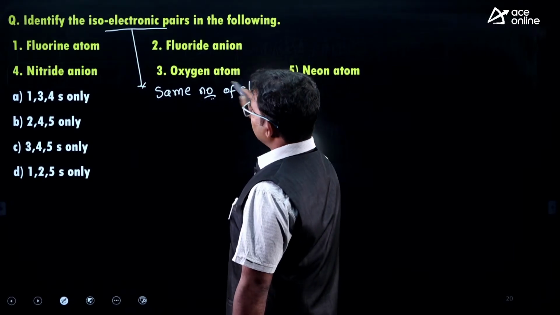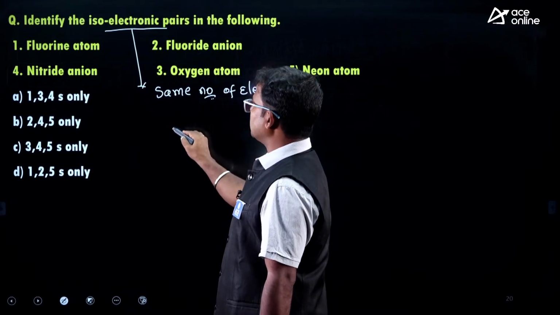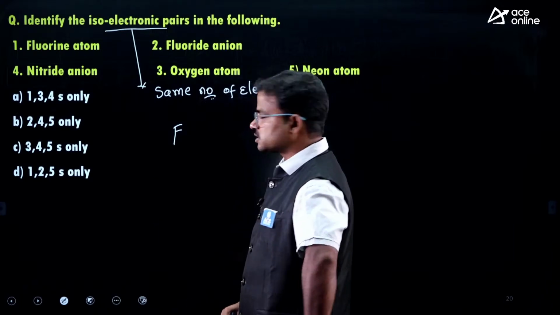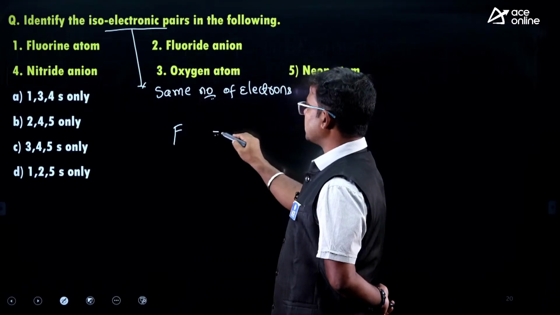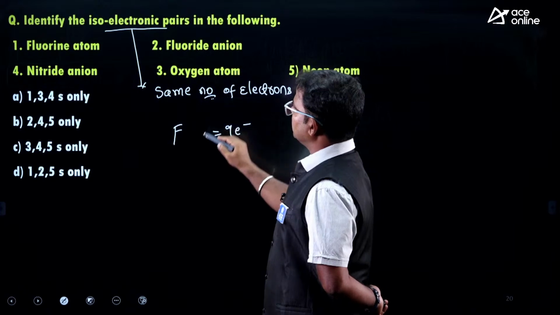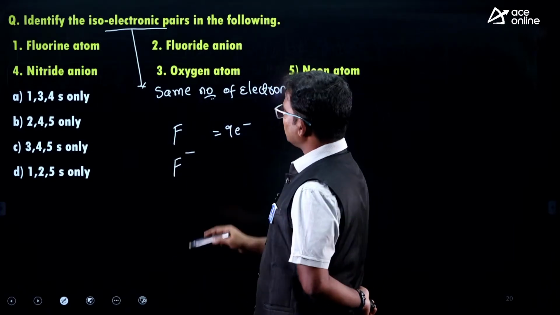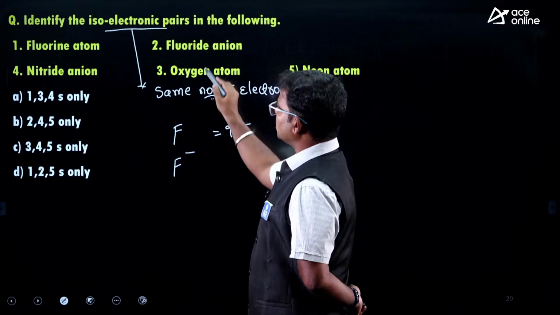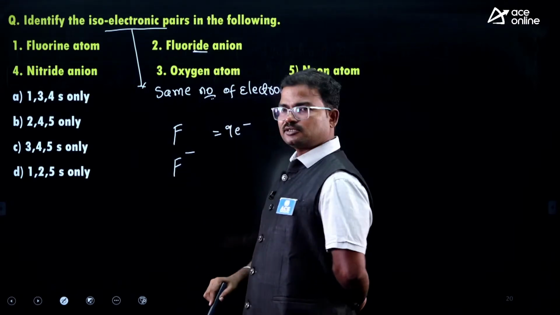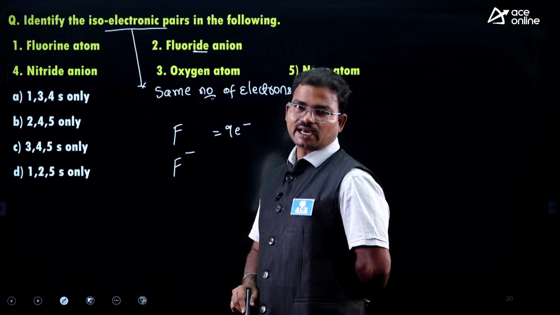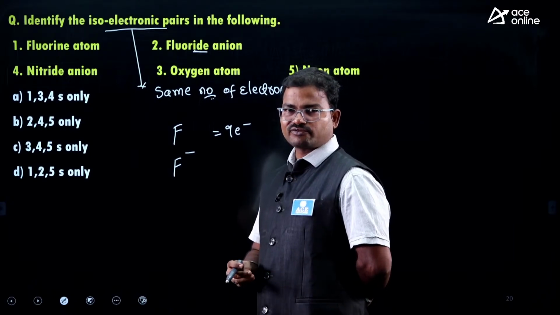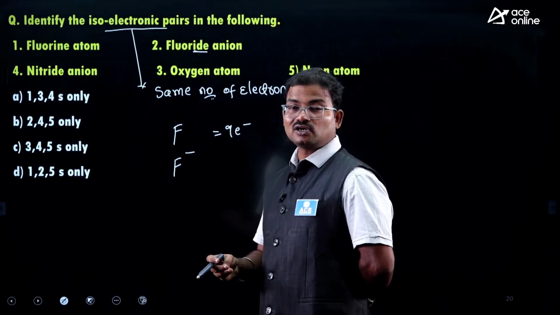First one, fluorine atom. How many electrons does it have? 9 electrons only. Next, fluoride ion means F minus. If it has a negative charge, then the suffix is termed with -ide. So generally F is called fluorine, but F minus is called fluoride.